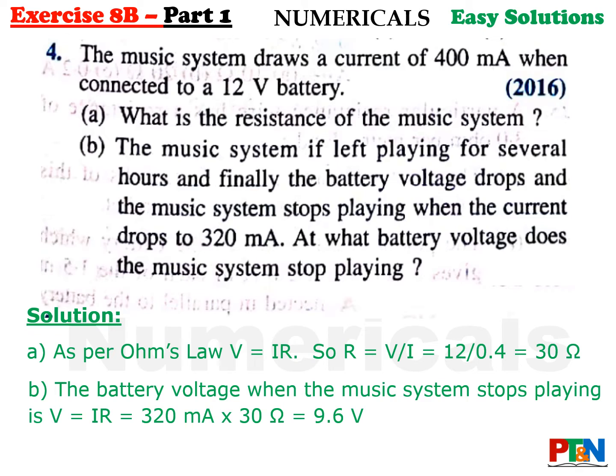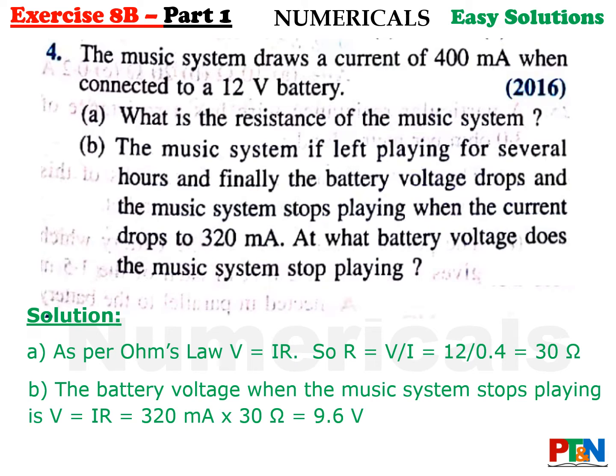Go as per the rules you know, that is Ohm's law here. V is equal to I into R. So R is equal to V by I. What is I? That is 400 milliampere, which is 0.4 ampere. So R is equal to 12 by 0.4, that is 30 ohm. So you got the resistance.